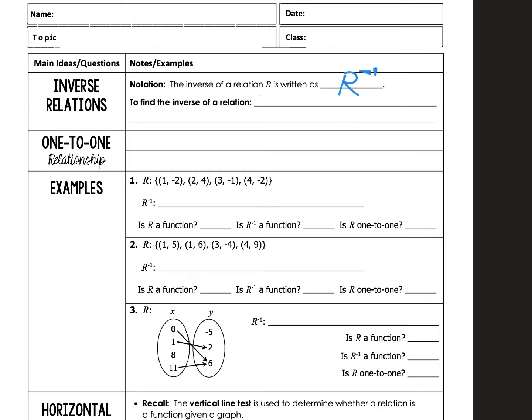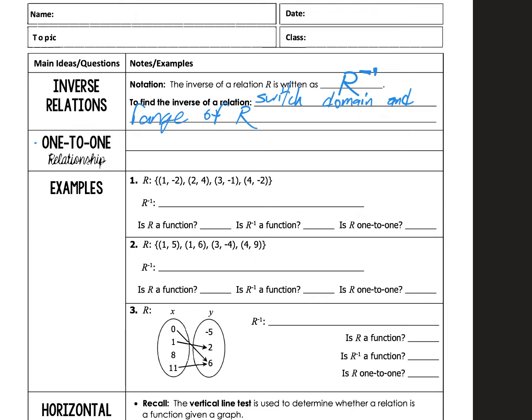Okay. So now, how do you actually find this inverse relationship? Well, all you have to do is switch the inputs and outputs, or the domain and range of your original function. Okay, domain and range of R.